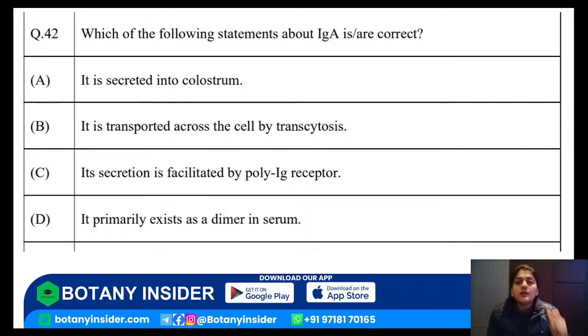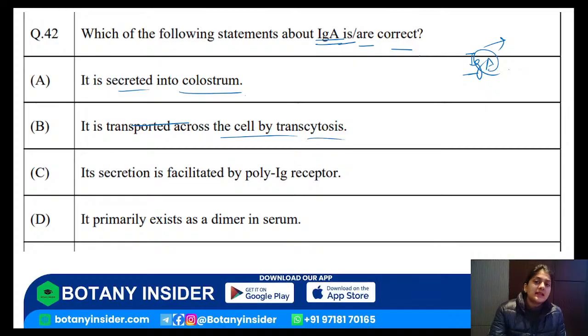Another question for you all: which of the following statements about IgA is or are correct? IgA is immunoglobulin A, one of the 5 members of the immunoglobulin family. It is secreted into colostrum. It is transported across the cell by transcytosis. Its secretion is facilitated by poly Ig receptor, and it primarily exists as a dimer in the serum. Mark the answer. What should be the answer for this question?